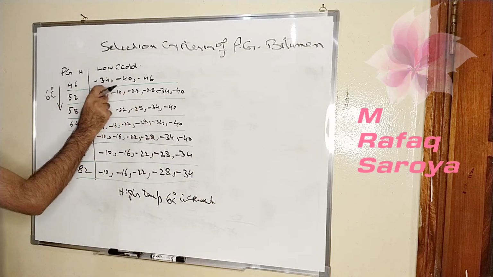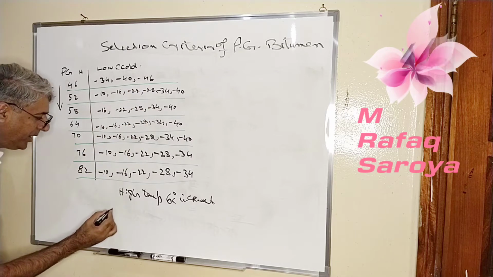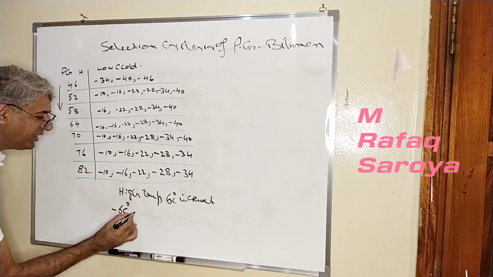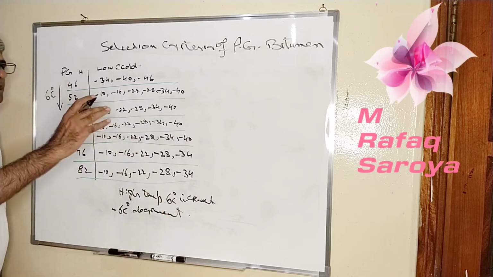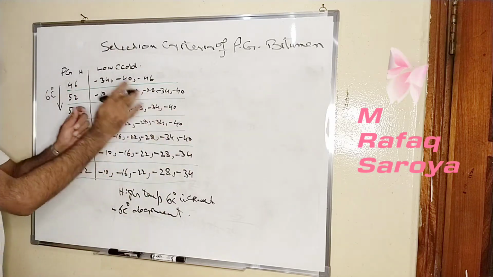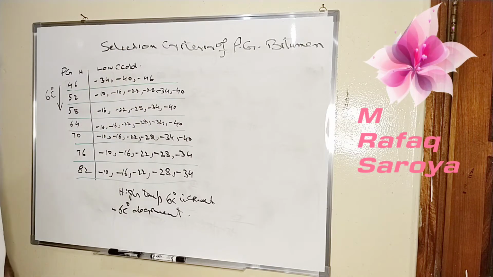And for the low temperature, you see minus 10, minus 16. Here, there is a 6 degree decrement. Decrement means temperature is being reduced. So this is the table in front of me, which I have already explained to you in my previous video.